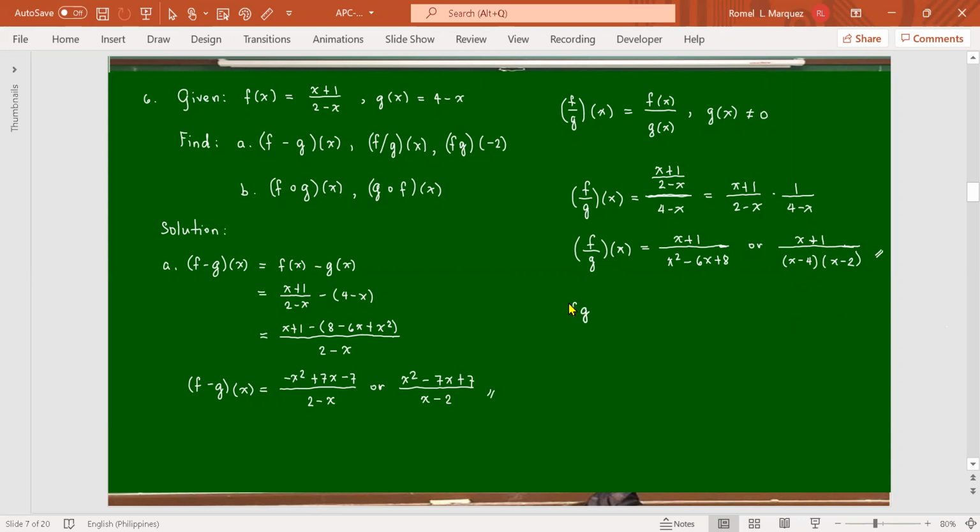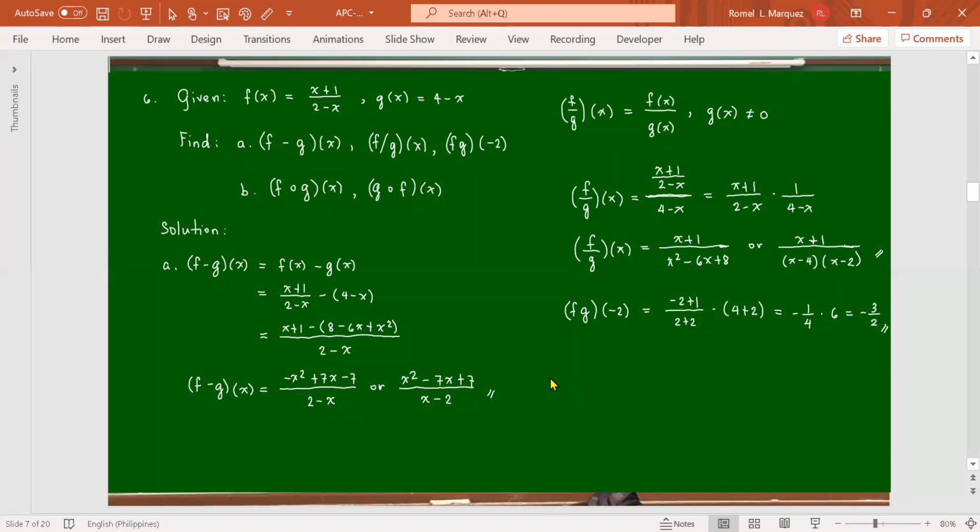What about FG? How do we define product of functions? We multiply the function values, right? So meaning negative 2 plus 1 all over 2 minus negative 2, it is 2 plus 2 times 4 minus negative 2. So meaning 4 plus 2. And then we get negative 1/4 times 6, no? And what is this equal to, guys? Negative 3/2. Okay? So that's the value of FG of negative 2.